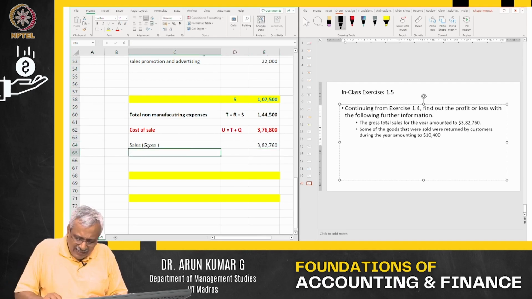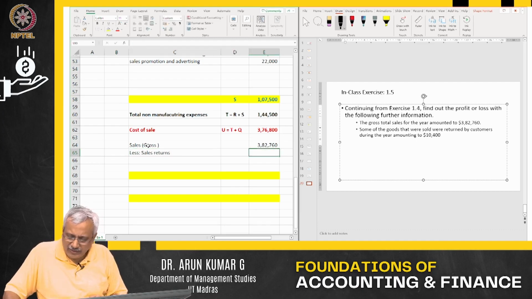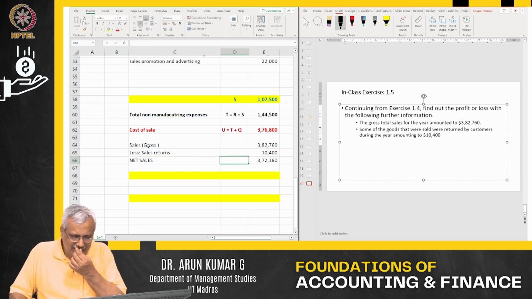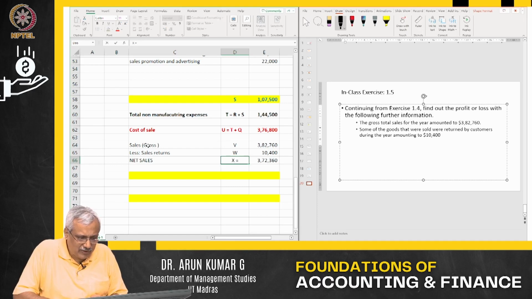Next I say less sales return. Less sales return is 10,400. So what is my net sales? Net sales in this particular case is 3,72,000. So I would term it as V, and W, and X is equal to V minus W.